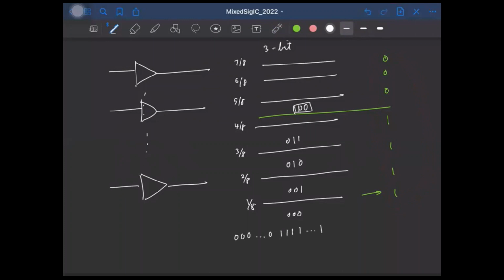This kind of code is called a thermometer code, right? Because this looks like the level of mercury in old-time thermometers. So if the input is increasing, we'll have more ones, so it looks like the level of mercury is rising in a thermometer. Let us now see how to convert this thermometer code to the equivalent binary code.